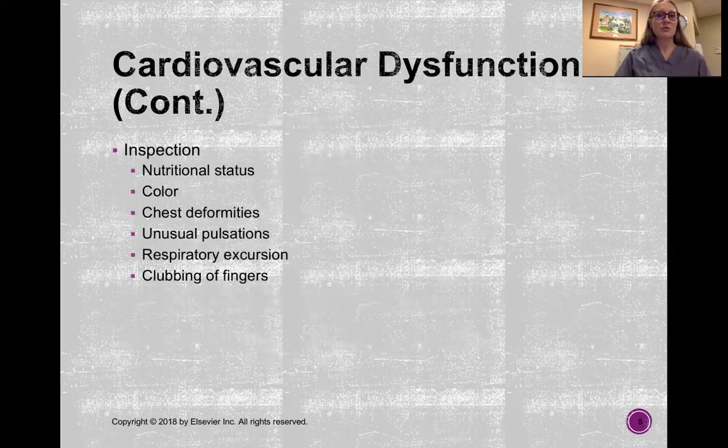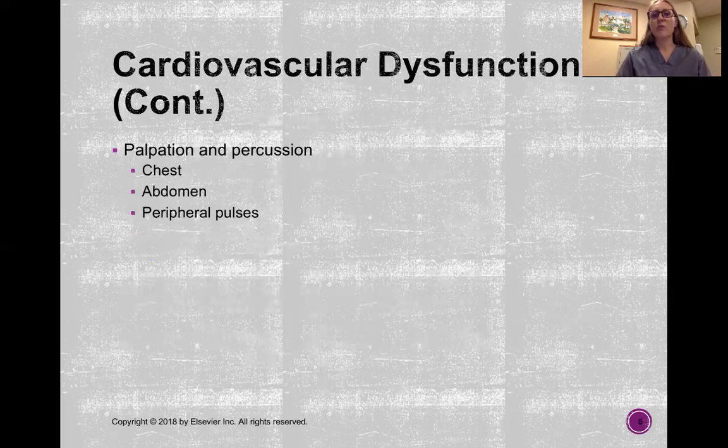When we're looking at unusual pulsations, are there thrills? Are there pulsations in the neck that we can see? And then respiratory excursion. If they're working hard to breathe, it might be due to a cardiovascular dysfunction. And then clubbing of the fingers, and again, you're familiar with that from your adult assessment, and that's when the fingernail has kind of an arched look to it at the tip.